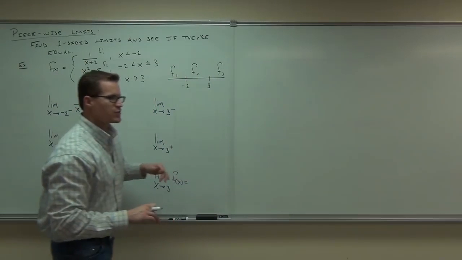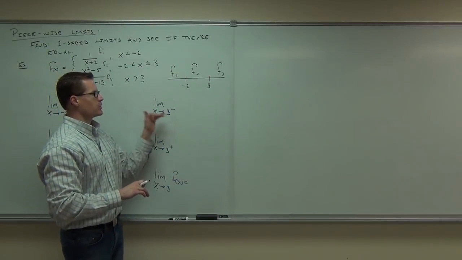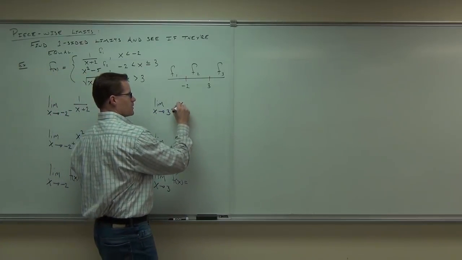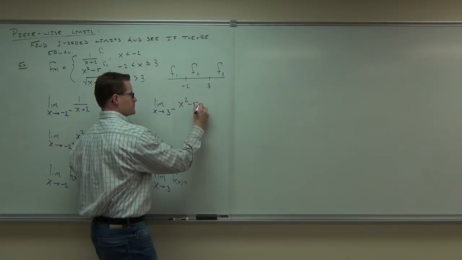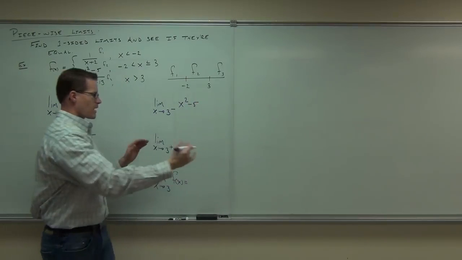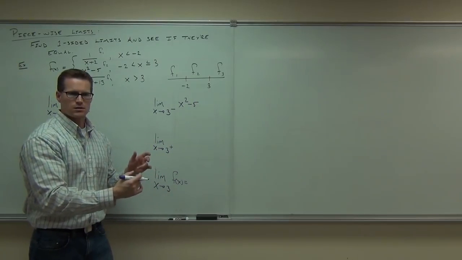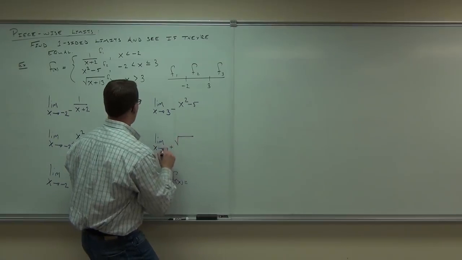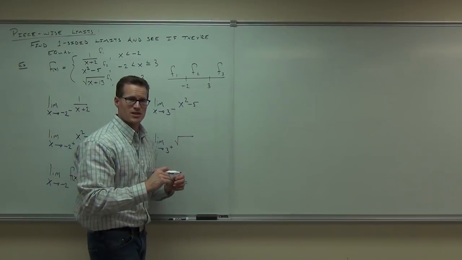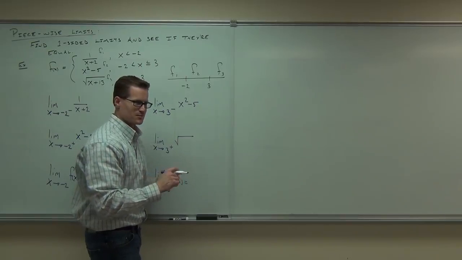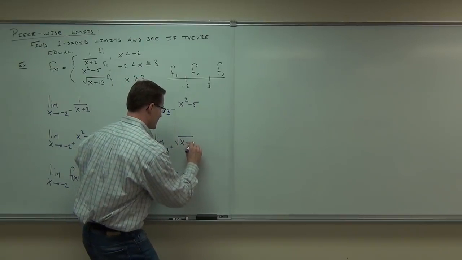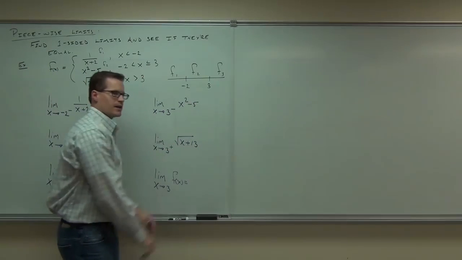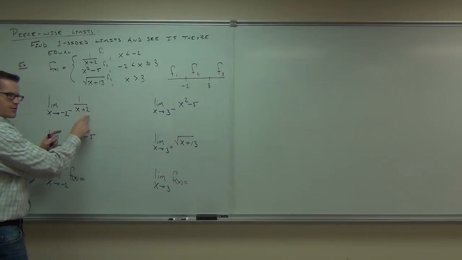Let's fill out the functions. As we approach 3 from the left-hand side, which function are we using? Function 2, again, you said that was x squared minus 5, so we'll write that. How about from the right-hand side, what function are we using? Function 3. What's function 3? I'm assuming your mumbling was square root of x plus 13. Was that what you were mumbling? Okay. Now here's the deal. I'm going to work these ones first, then this one, because that one's a little bit more difficult.